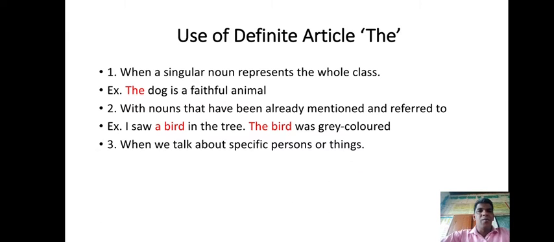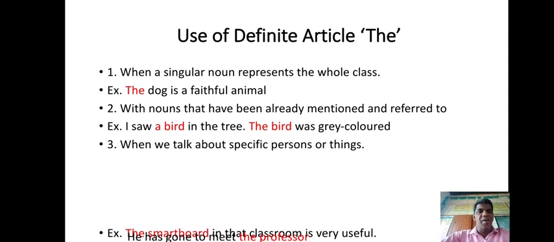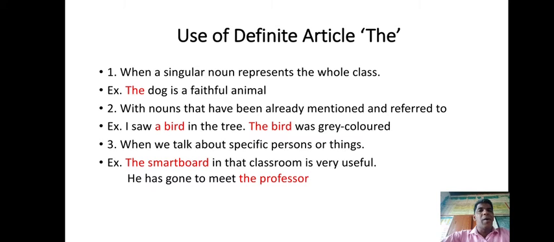Third rule: when we talk about specific persons or things, for example, the smart board in that classroom is very useful. So here I am speaking about some particular smart board and not about a general smart board, and that is why "the smart board" is used. He has gone to meet the professor. Here the professor means not any professor but some particular professor. That is why it is the professor.